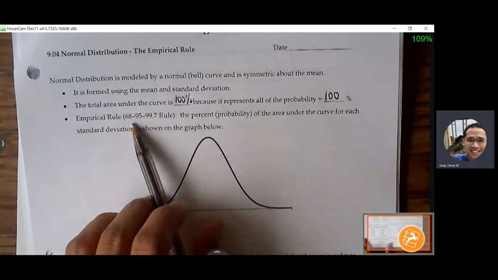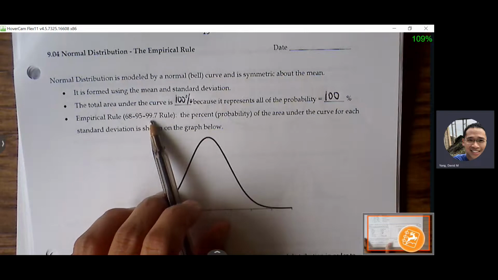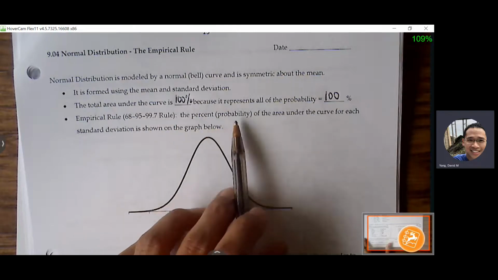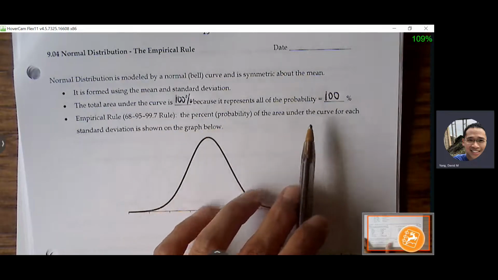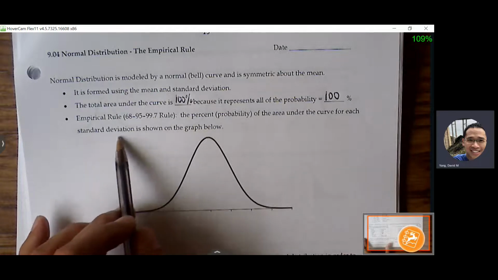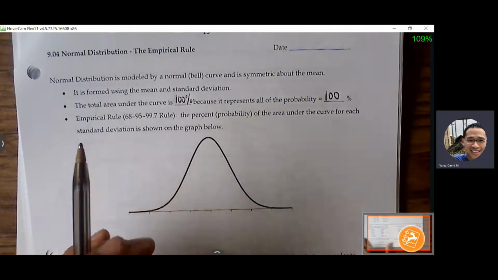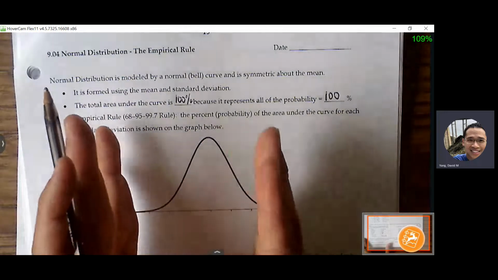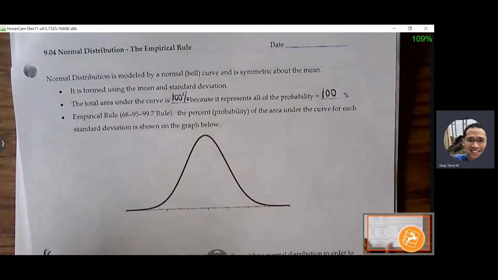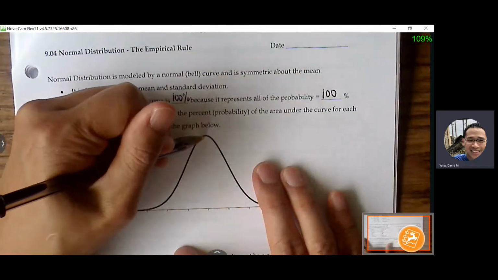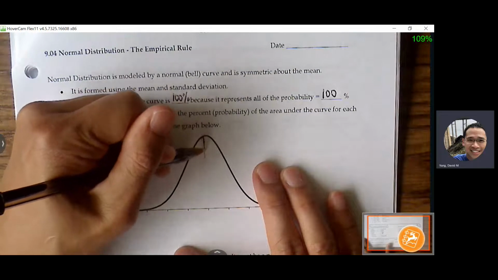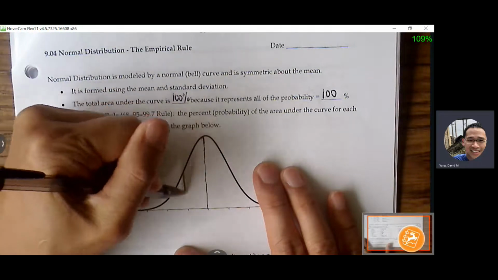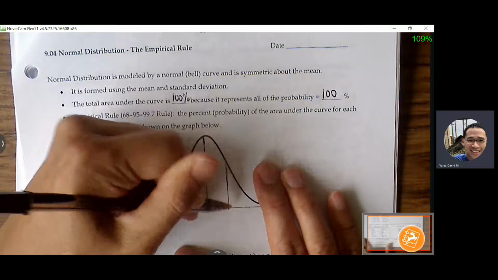Okay, so the empirical rule is 68, 95, 99.7. This is the percent or probability of the area under the curve for each standard deviation shown on the graph below. It separates the spread of data. So in the center, 68% of the data is going to be here. It's going to be split evenly, 34 and 34.